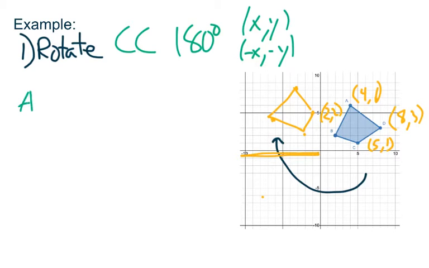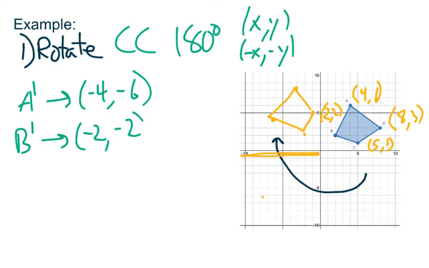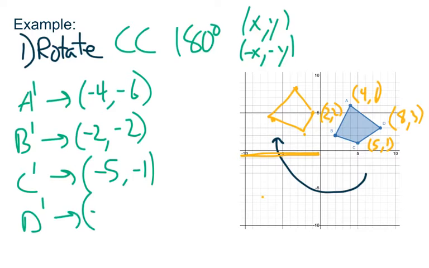So my new A is going to become negative 4, negative 6. My new B is going to become negative 2, negative 2. My new C is going to be negative 5, negative 1. And my new D is going to be negative 8, negative 3. And so from there, do my rotation.